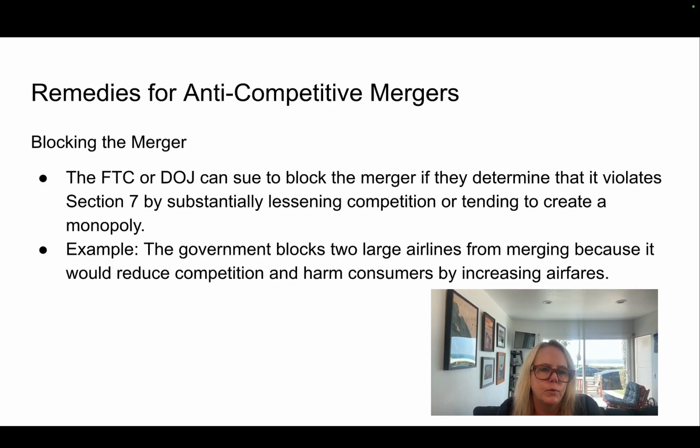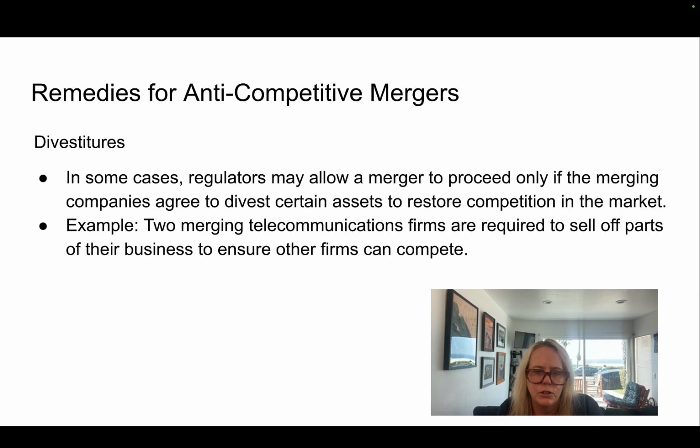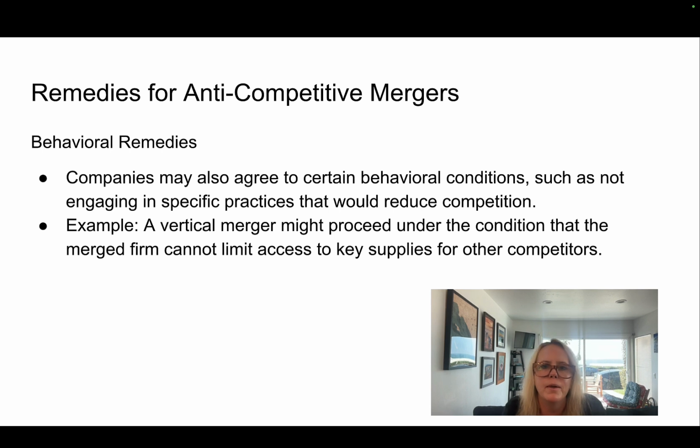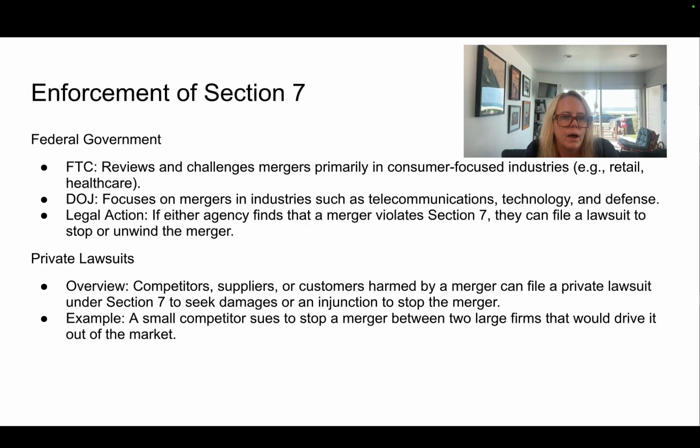So what are the remedies for anti-competitive mergers? The FTC or DOJ can sue to block the merger if they determine it violates Section 7 by substantially lessening competition. Or they can order divestitures, which we talked about, selling certain assets to restore competition to the marketplace. There also might be behavioral remedies, such as not engaging in specific practices that would eliminate competition. So a vertical merger might proceed under the condition that the merged firm cannot limit access to key suppliers for other competitors.